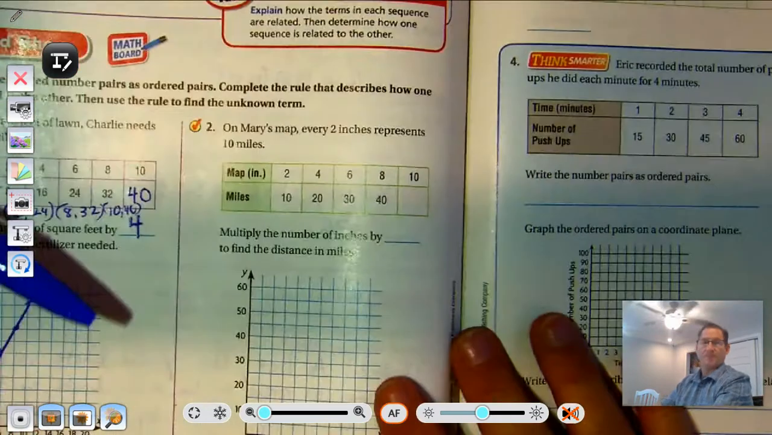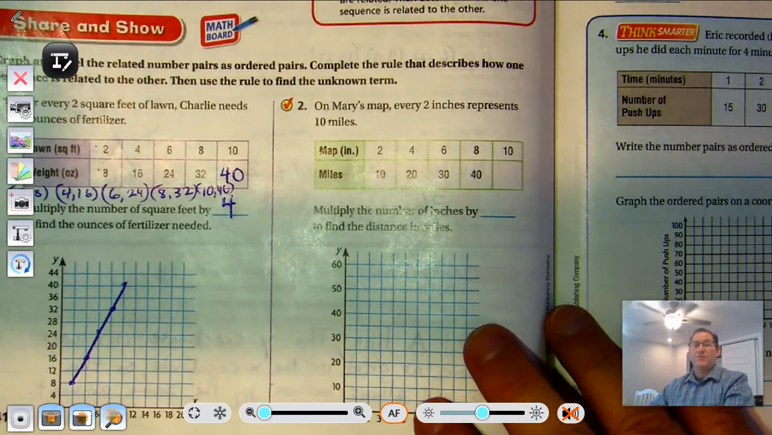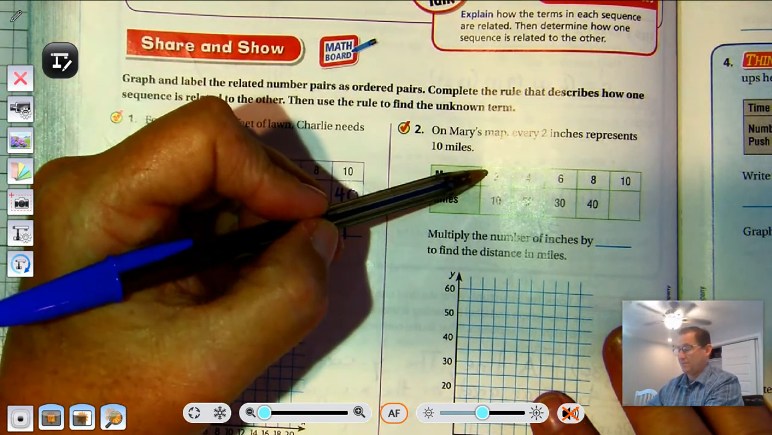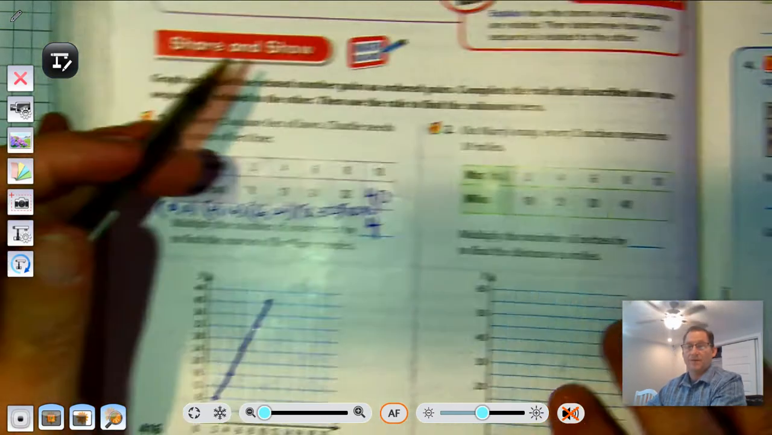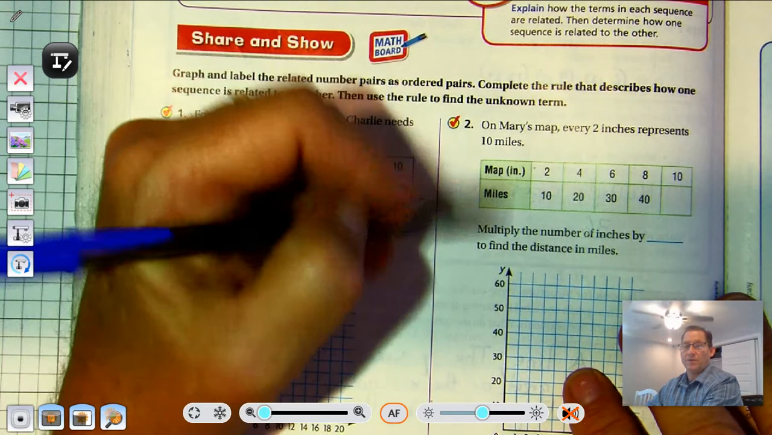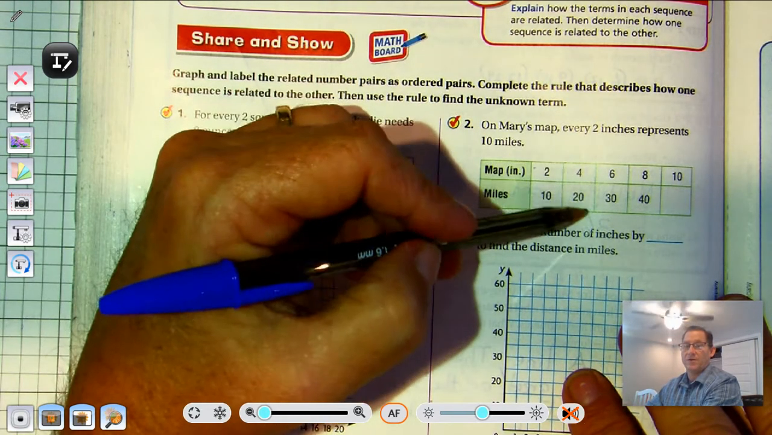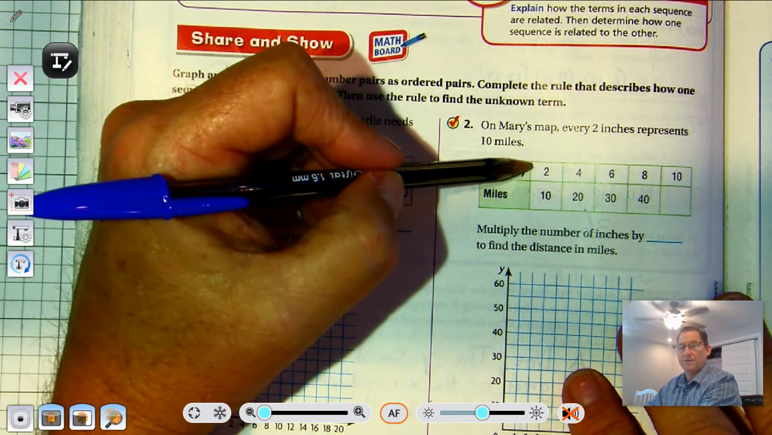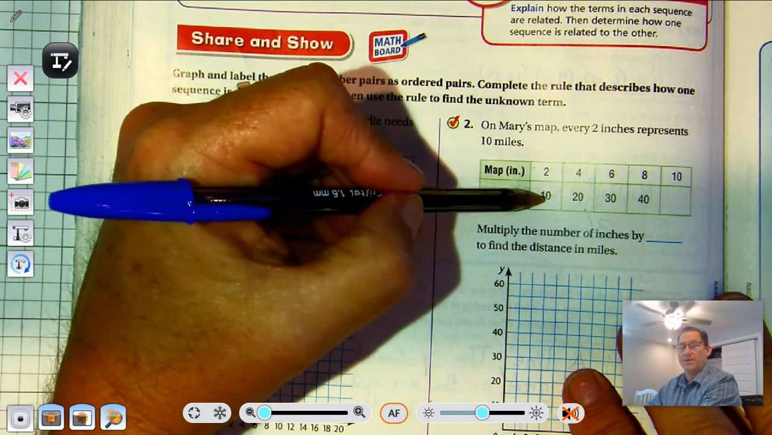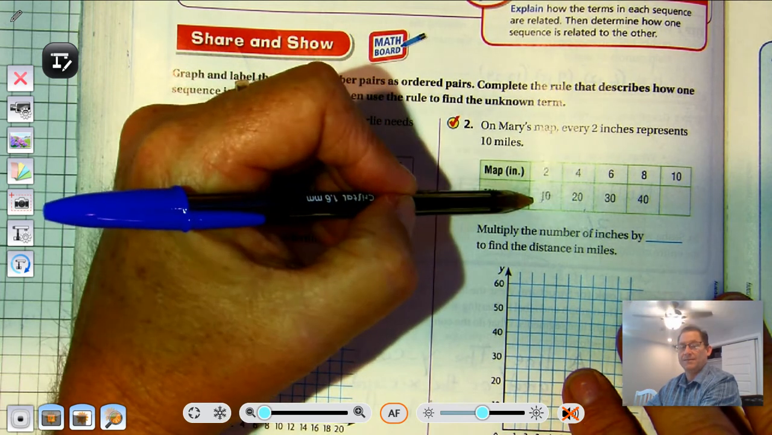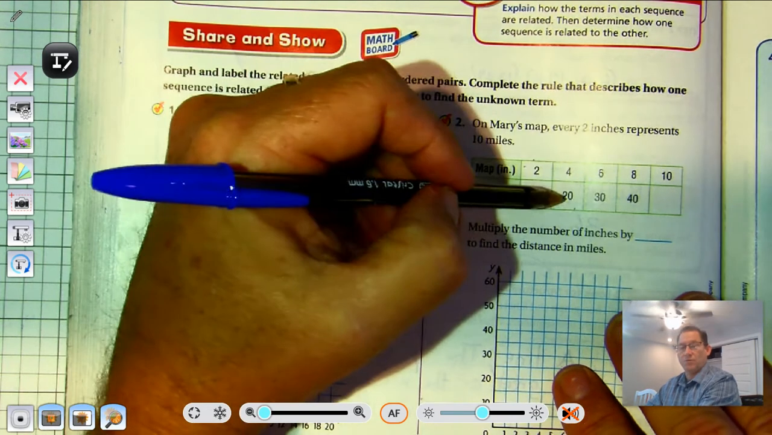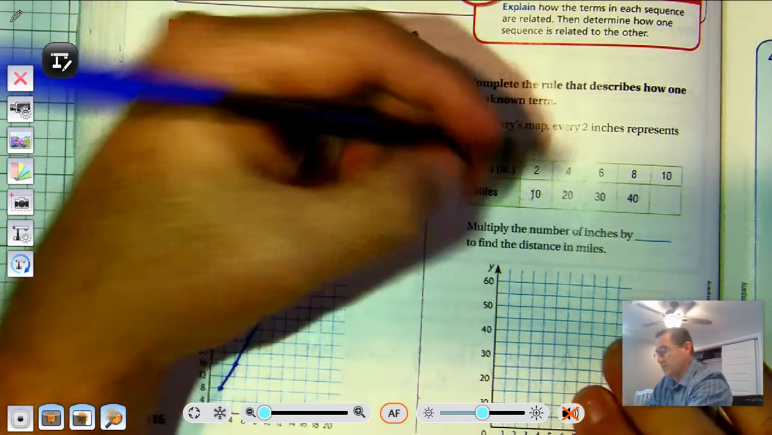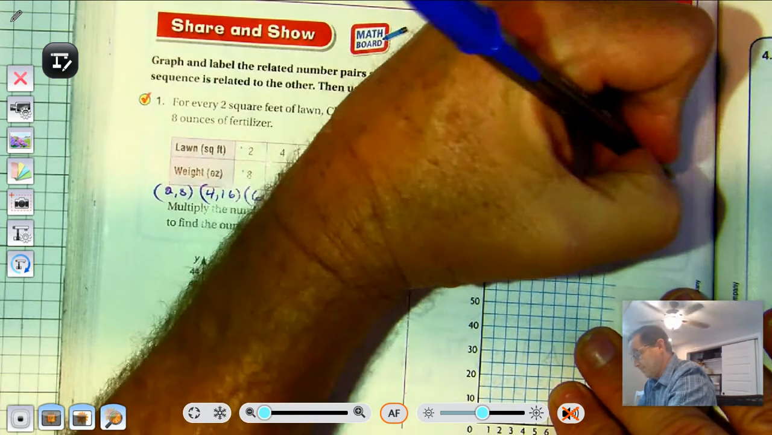And number 2. On Mary's map, every 2 inches represents 10 miles. So if I have 2 inches, I get 10 miles. If I have 4 inches, I have 20 miles. 6 inches, 30 miles. So basically, if you tell me the number of inches on the map, what can I multiply by to get the number of miles? 2 times what is 10? 5. 4 times what is 20? 5. 6 times what is 30? 5. So we're multiplying by 5, right?